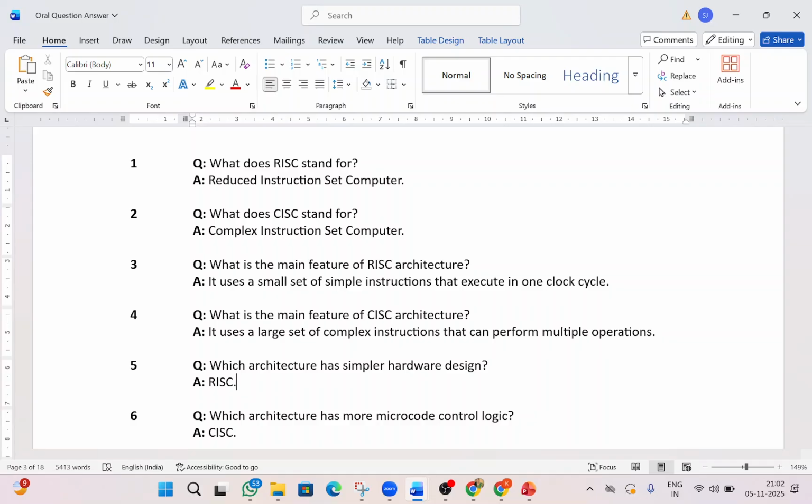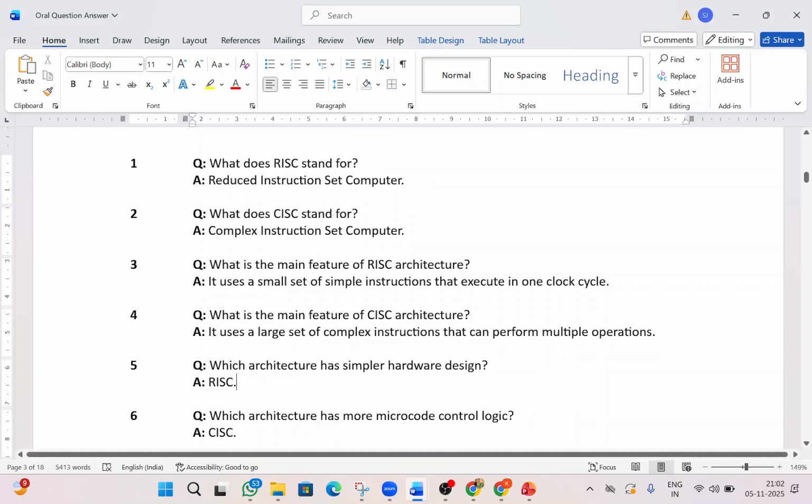Next question, the fifth one. Which architecture has a simpler hardware design? Obviously RISC, reduced instruction set computer, because it has fewer and simpler instructions. The internal circuitry and control logic are easier to design and optimize. That's why RISC is the simpler hardware design architecture.